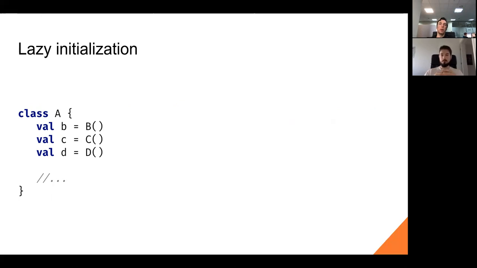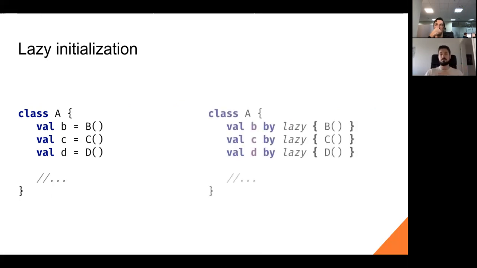And one way to lessen this heaviness is to use lazy initialization, which makes class A lighter because it postpones heavy object creation of B, C, and D until their first use, and if they won't be used, they do not need to be initialized at all. So this is a big profit of using lazy.